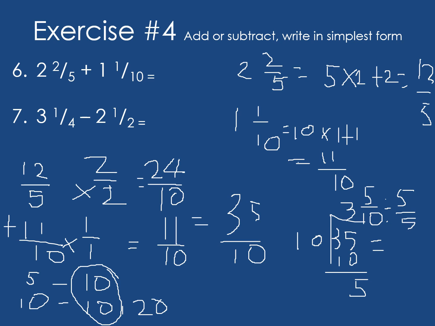So, your answer is, copy the 3, the whole number. 5 divided by 5 equals to 1. 10 divided by 5 is equals to 2. So, this is now your answer. You encircle your answer. So, what is really the correct answer? Okay, 3 and 1/2. Okay, very good.